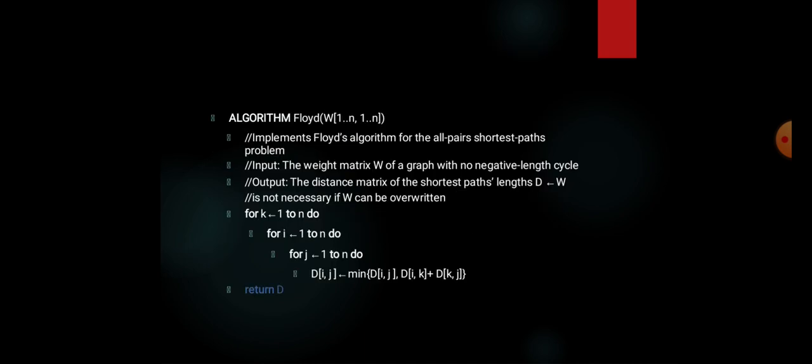Next, we are going to discuss the algorithm, Floyd's algorithm, to calculate the shortest path. The input is the weighted matrix or the graph, and the output is a distance matrix. So the input we give is a weight matrix, and the output we get is a distance matrix. The formula we are going to use is d of ij is equal to minimum of d of ij, comma, d of ik plus d of kj.